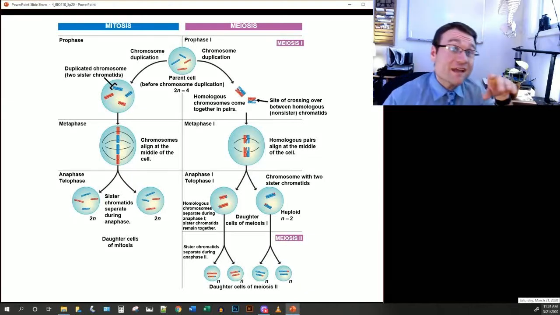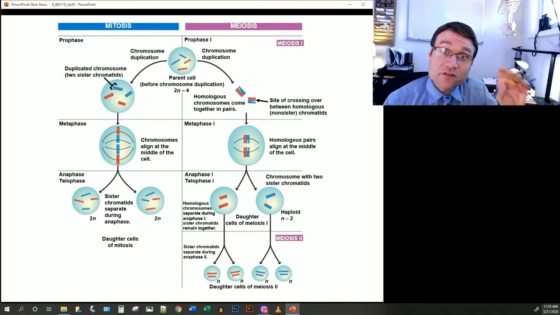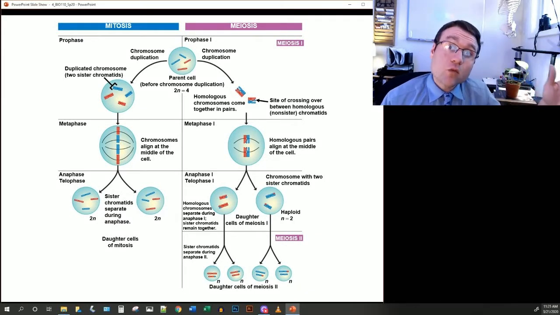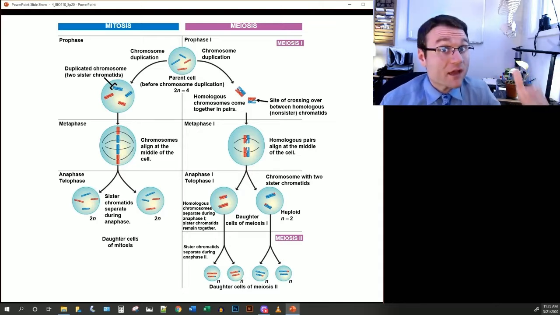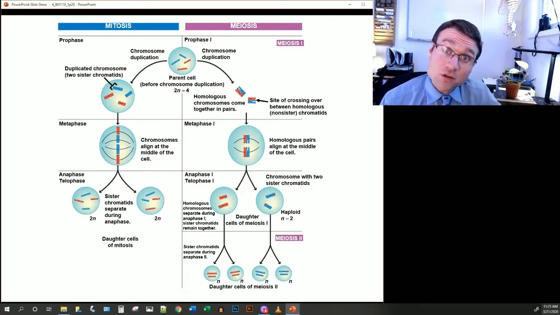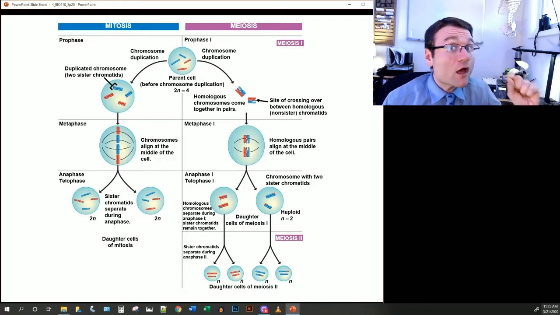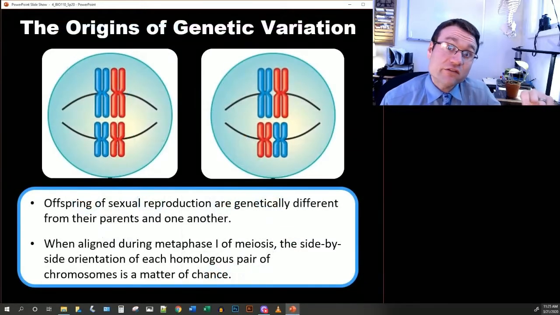Now that we have a handle on the steps of meiosis, we need to talk about its purpose. One of the reasons is to cut the number of chromosomes in half so that you can make sperm and egg cells with 23 chromosomes, haploid cells. But the other one is genetic variation. So let's talk about where that genetic variation comes from.